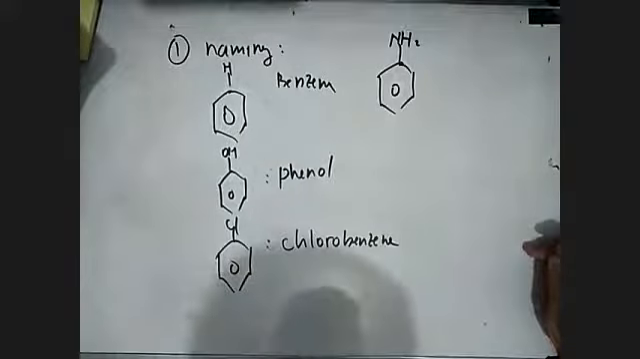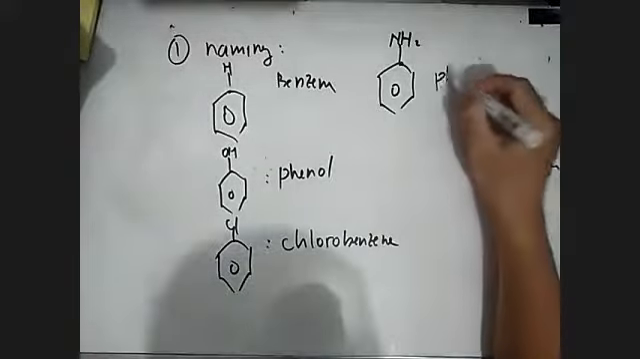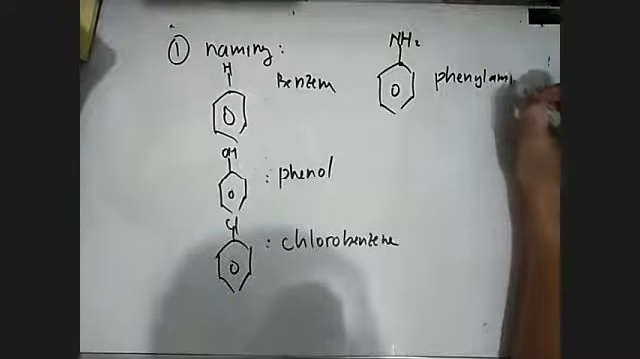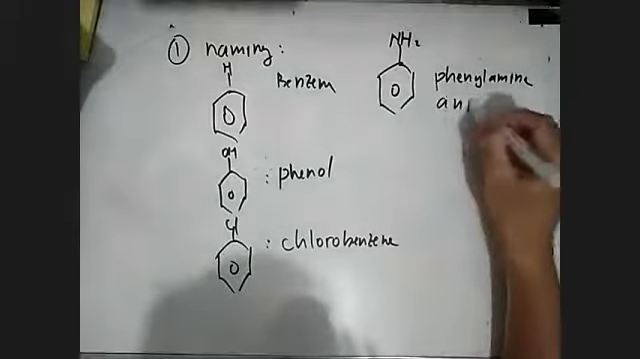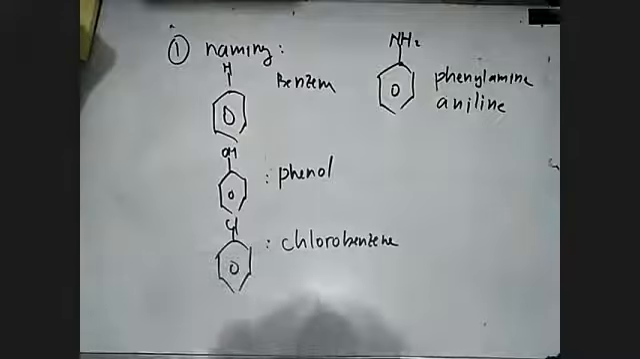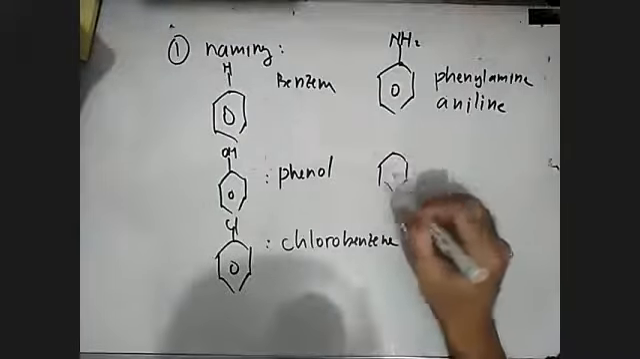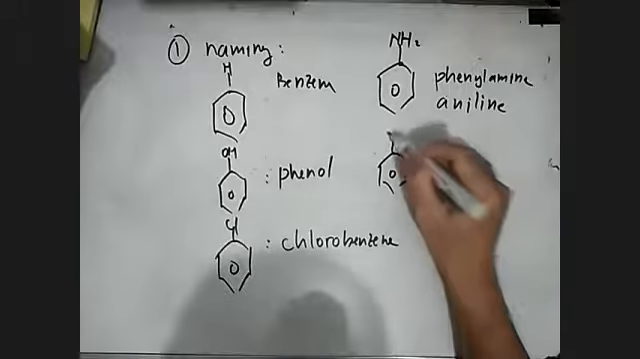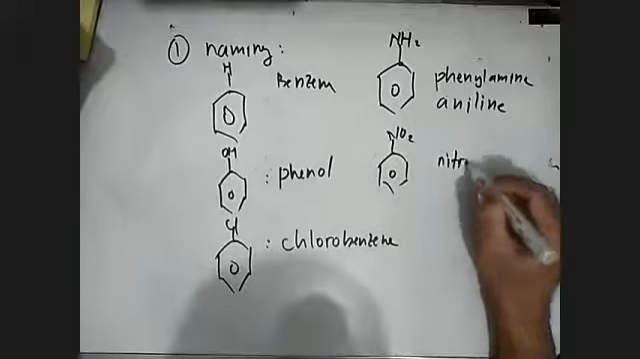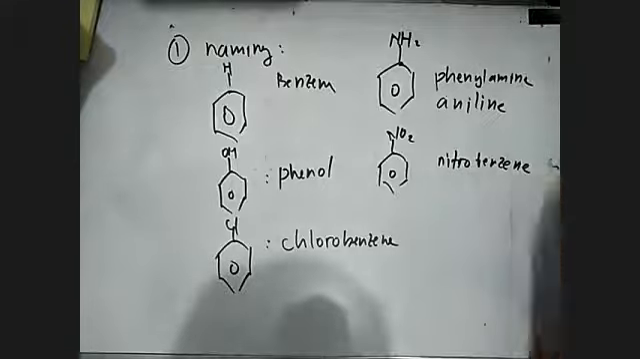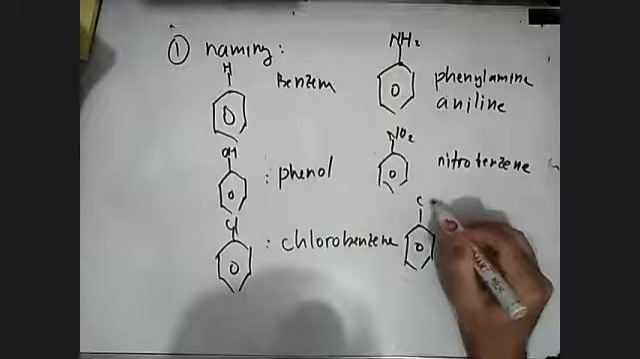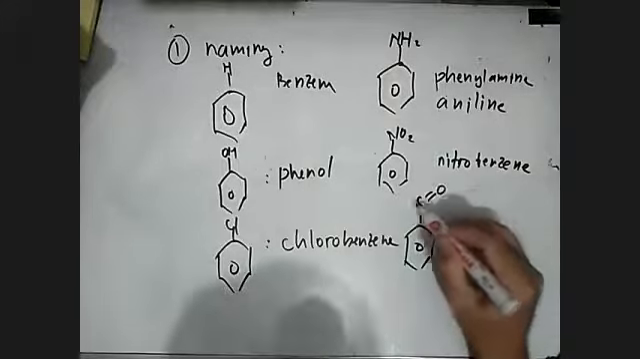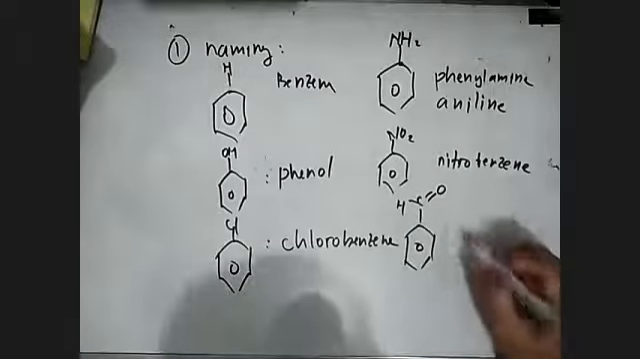If this is amine, we're going to call it phenylamine. In most books, you're going to call it aniline. And if we have NO2 here, we call it nitrobenzene. If this is CHO, this is aldehyde, we call it benzaldehyde.